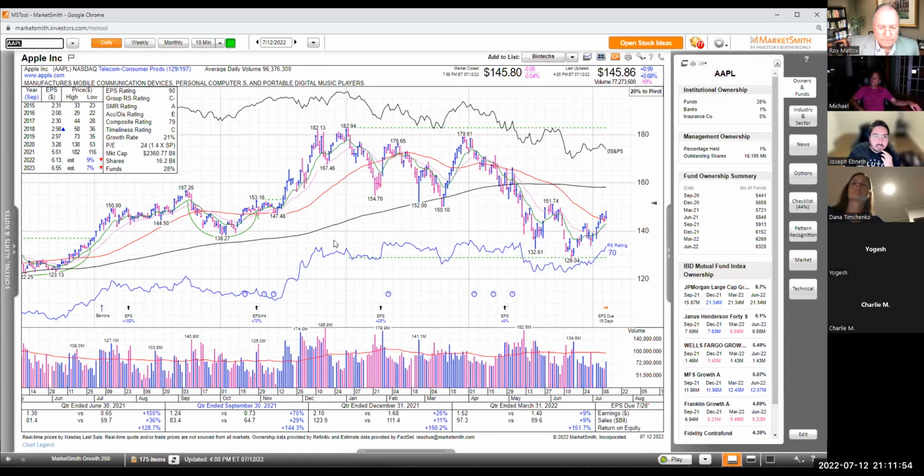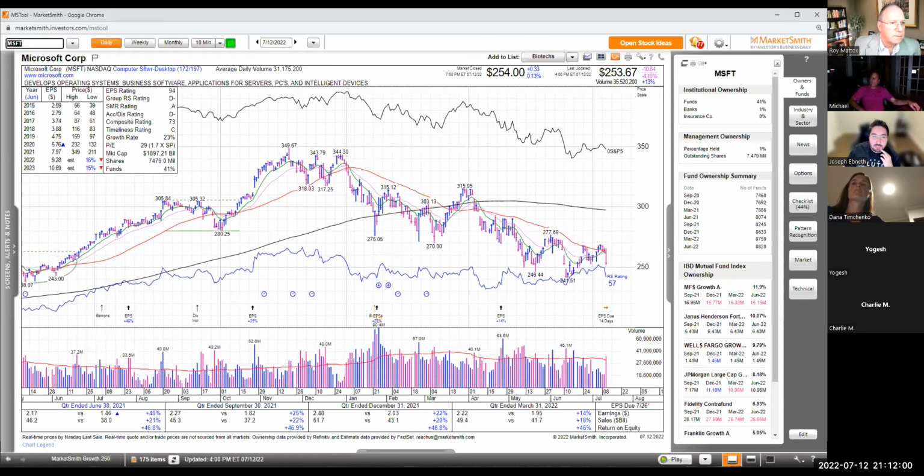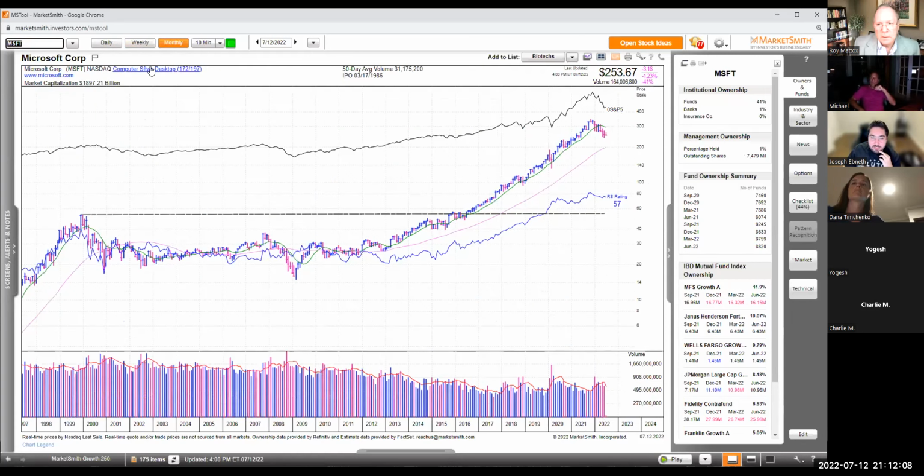Yeah, I would say the best case scenario for Apple, Microsoft, and Google is they don't have to lead. They're not going to lead, but if they can just go sideways and we have new leaders, that'd be the ideal situation. Because unfortunately, if these keep going down, there's such a heavy weighting in the NASDAQ that NASDAQ most likely will go down too.